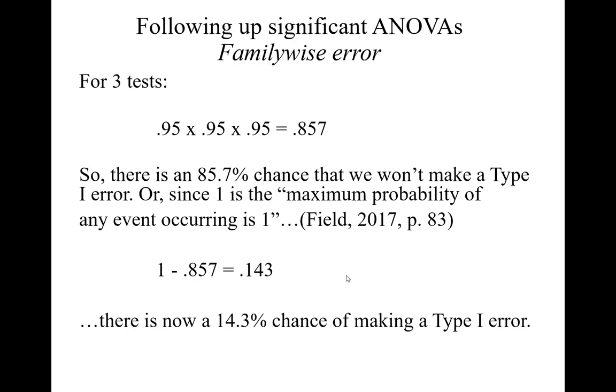I'm not going to try to break down what all those calculations mean, because we don't really need to know it. You can either trust me that that's the case, or trust that I've read Field correctly to interpret that for you, or you can go into Field and really get your head around that if you want that real depth of knowledge about this stuff. So for running 3 t-tests to follow up our ANOVA, we now have a 14.3% chance of making a type 1 error, of finding an effect when there actually isn't one in the real world.